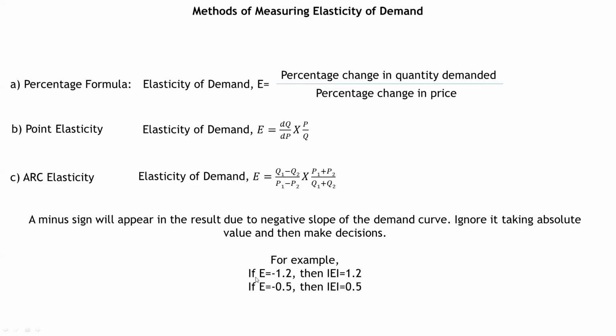For example, if we get elasticity equals minus 1.2, we can ignore the minus sign by taking absolute value. Just put two vertical bars on both sides of E, that refers to absolute value, and then drop the minus sign. That is, the absolute value of elasticity is 1.2. Similarly, if we get elasticity of demand is minus 0.5, after taking absolute value, the elasticity of demand is 0.5. Now we are in a position to make the necessary comment or take a decision, which we shall discuss in another lecture.